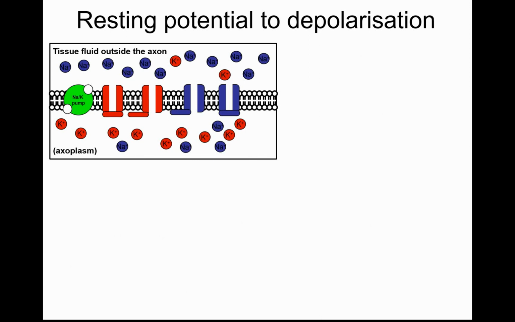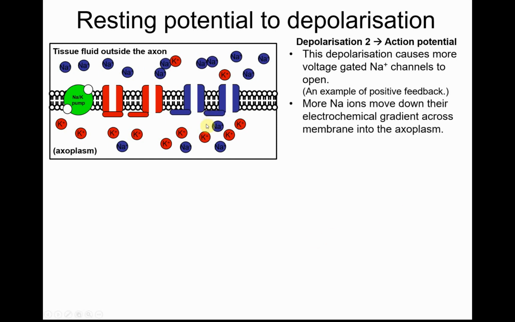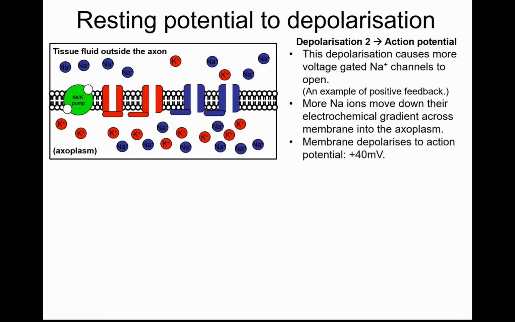So here's the same image, just copied again. That depolarization then causes more sodium voltage gated channels to open, so more sodium ions move down their electrochemical gradient into the axoplasm, and that leads the membrane to become depolarized and reach action potential, plus 40 millivolts. The fact that you had that initial depolarization causing some voltage gated channels to open, which caused more depolarization, which caused some more voltage gated channels to open, is actually a small example of positive feedback. We've got a little loop there where the change caused a bigger change.